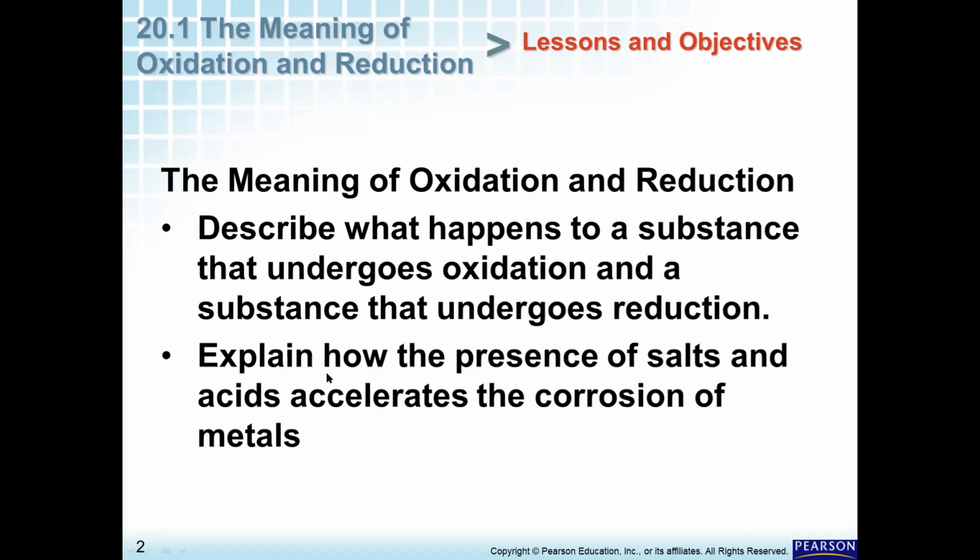Then the second one is kind of an application of oxidation and reduction, which is to explain how the presence of salts and acid accelerates the corrosion of metals. Metals like iron and some other metals corrode whenever there's oxygen in a humid situation where water is present. That will be faster, but it will be faster even more when we have salts and acids. We're going to see that as an application and see why it increases the oxidation and reduction.